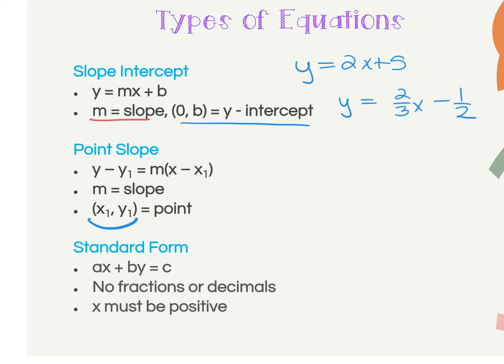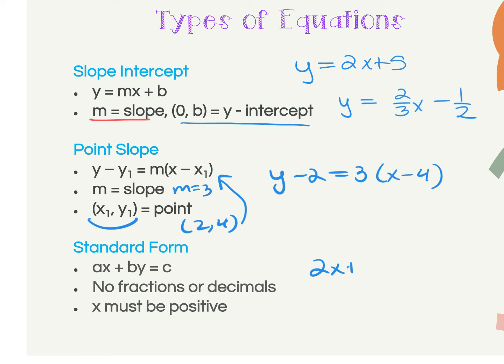For point slope, let's say your x1, y1 was the ordered pair 2, 4. And then when you plug it into the formula, let's say your slope was also 3. So y minus 2 equals 3 times x minus 4. And then a standard form example could be like 2x plus 3y equals 4. You can't have fractions, and your a term has to be positive. So let's go ahead and now look at the slope formula on the next slide.